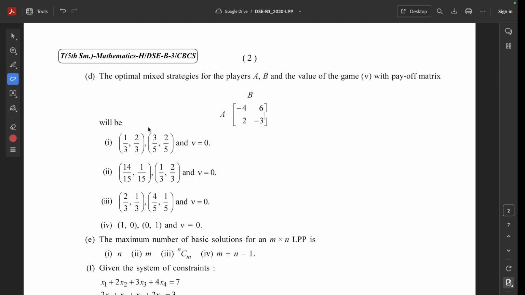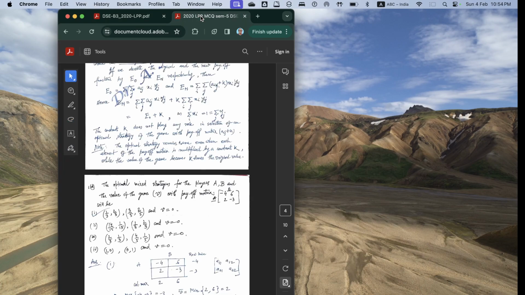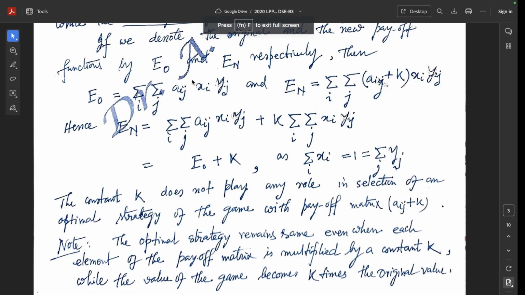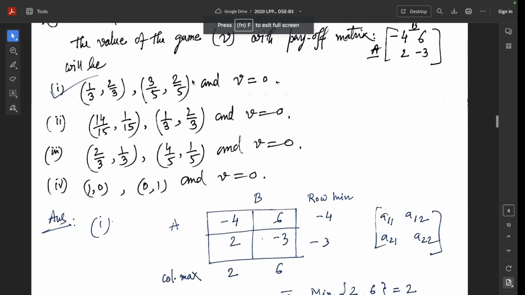The optimal mixed strategies for players A and B and the value of the game with the payoff matrix -4, 6, 2, -3 will be what? Correct option is 1. This is the payoff matrix -4, 6, 2, -3.